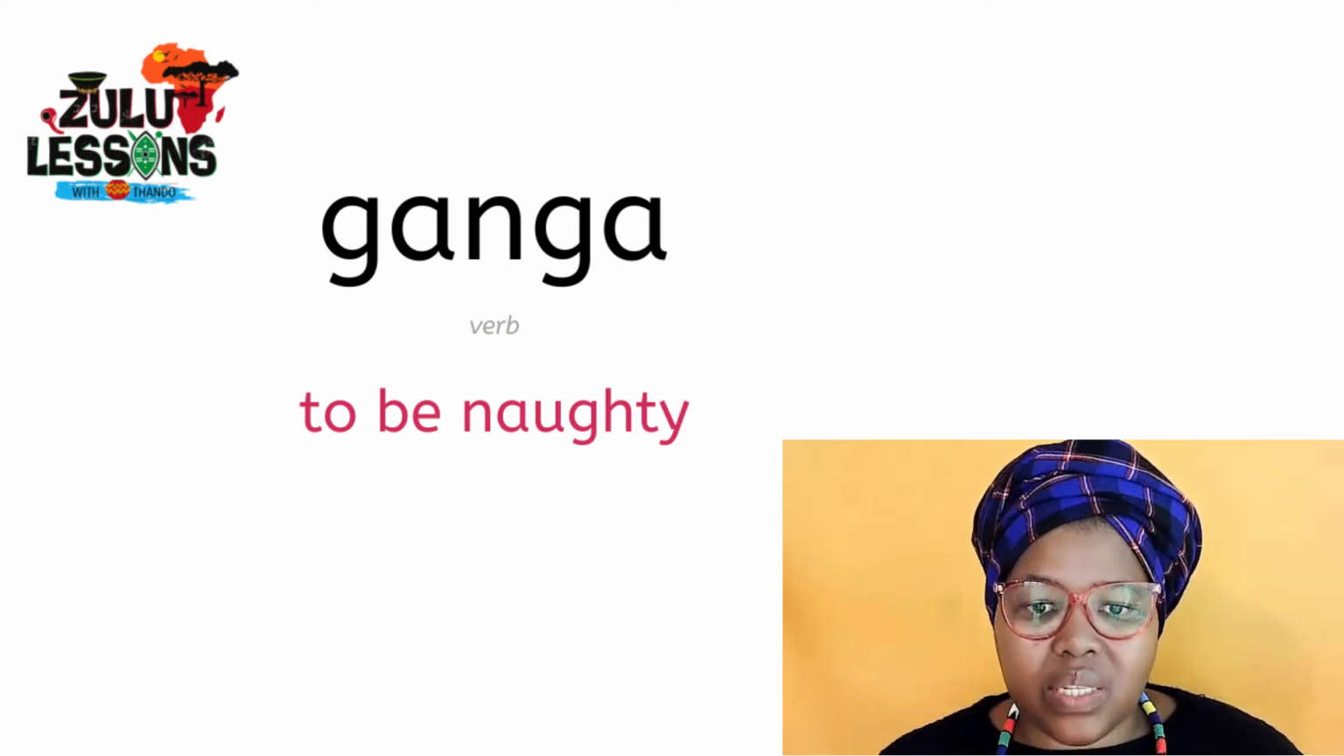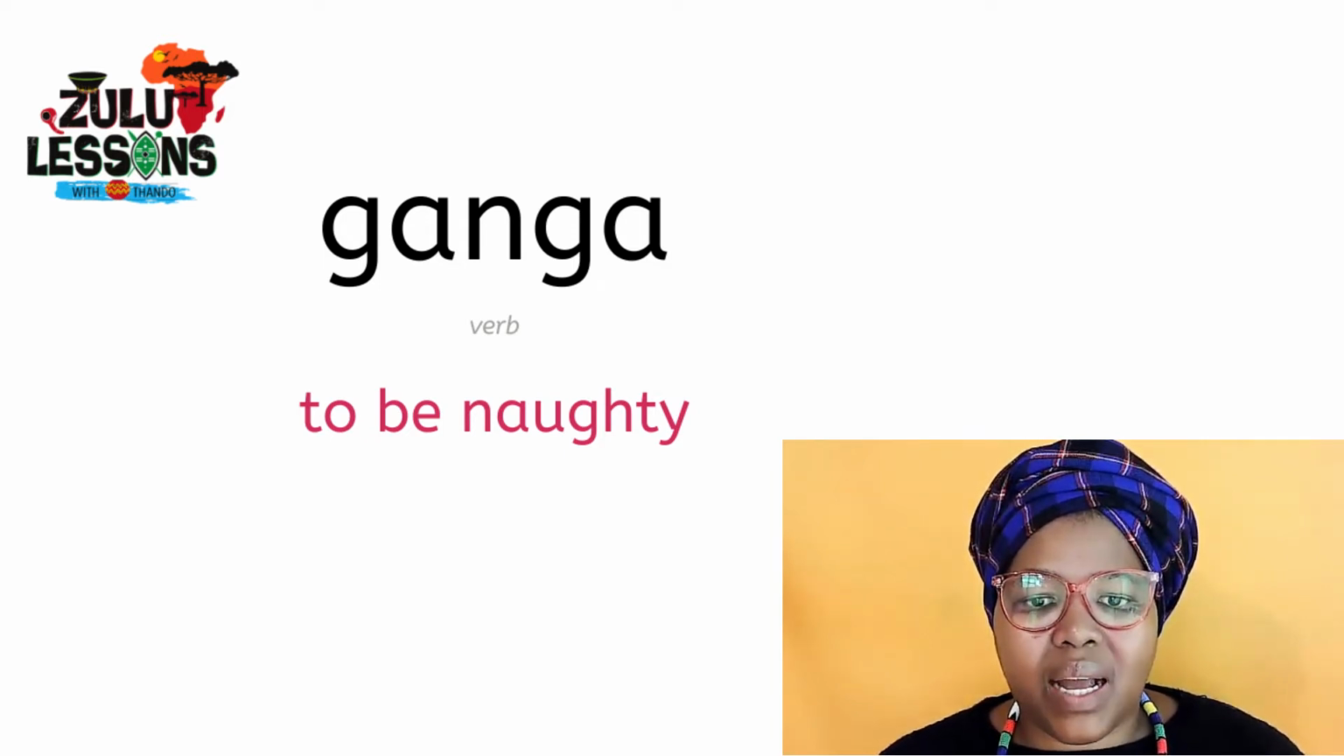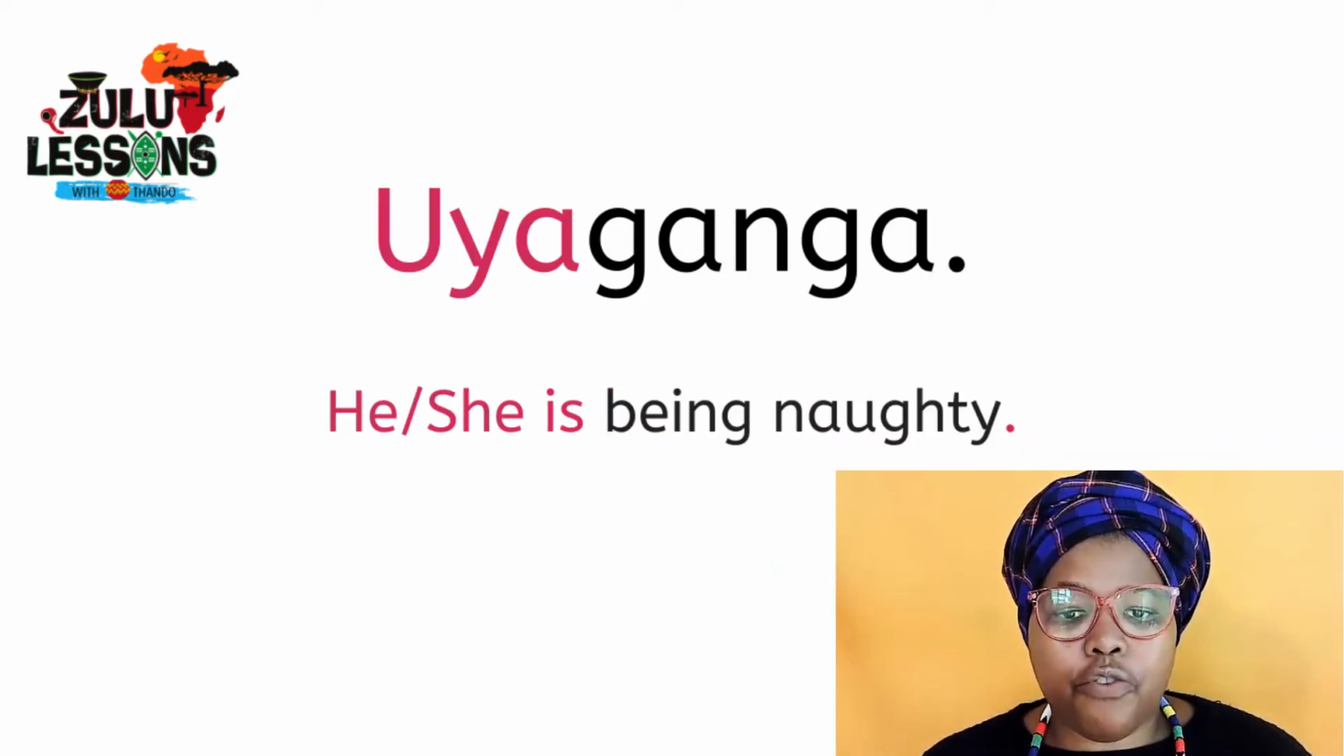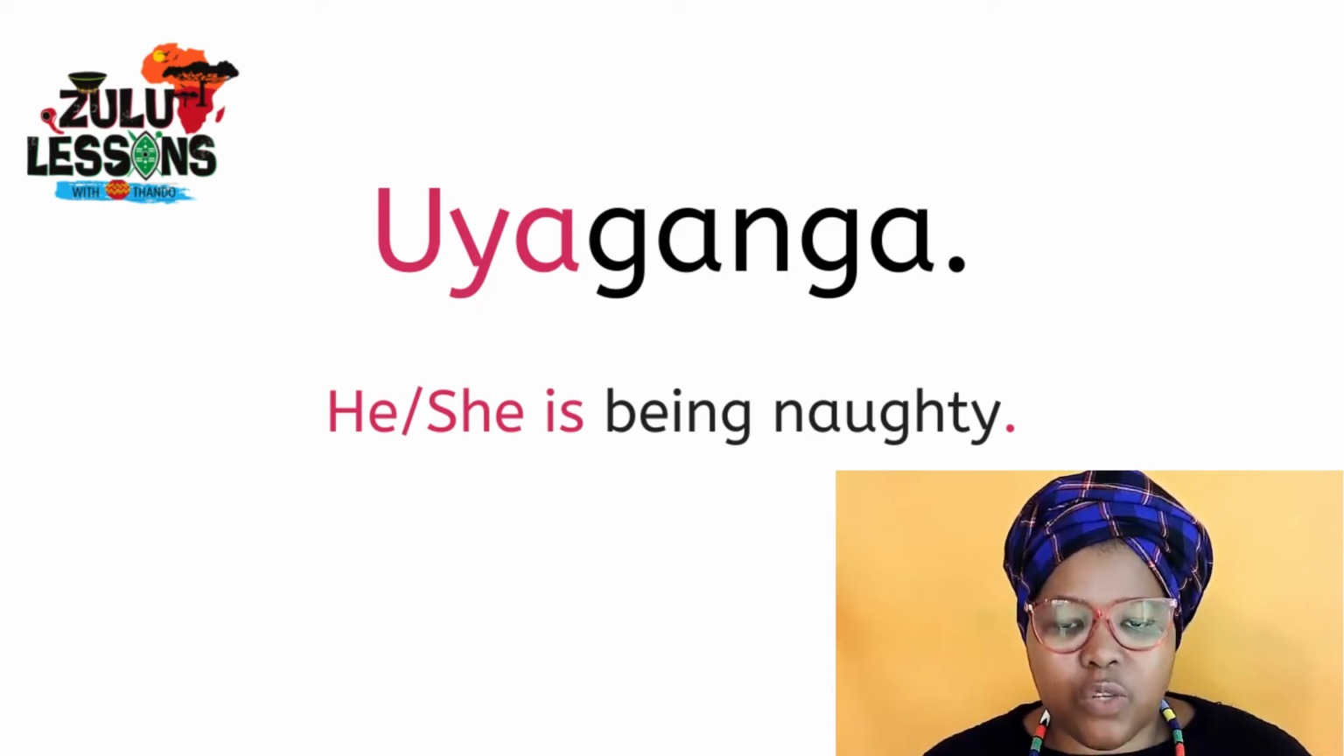A few verbs about naughtiness in isiZulu. They are not all going to be necessarily naughty, but they're kind of related. So the word for naughty in isiZulu, the verb, is ganga. G-A-N-G-A. Ganga just simply means to be naughty. Now, if you want to say someone is being naughty, you would then say uyaganga.